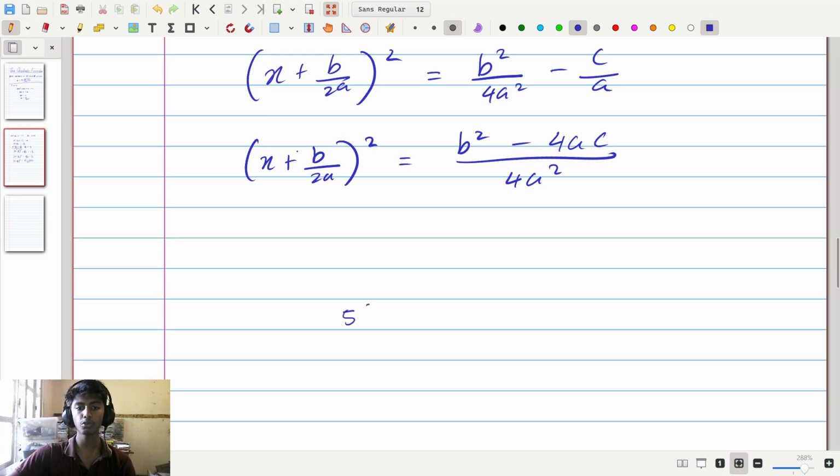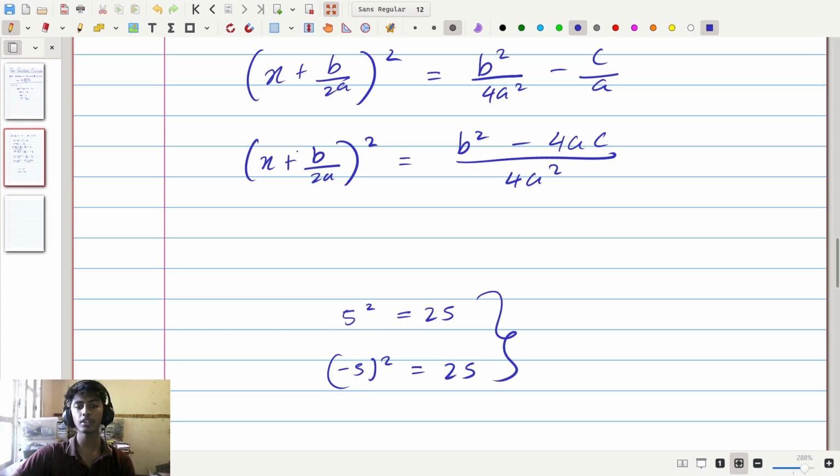Consider 5 squared. 5 squared is 5 times 5, which is going to be 25. Now consider negative 5 squared. Negative 5 squared is going to be negative 5 times negative 5. A negative number times a negative number is a positive number, and 5 times 5 is 25. Therefore, negative 5 squared is also 25. Now we can see that if we have some number squared and that number squared is equal to 25, then that number could either be plus 5 or minus 5.